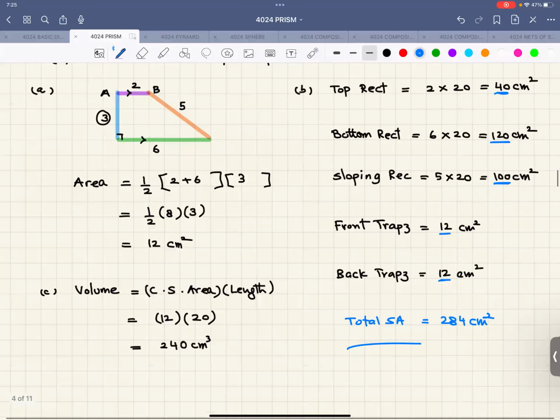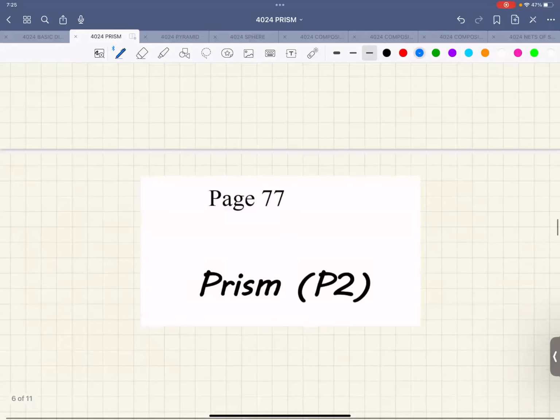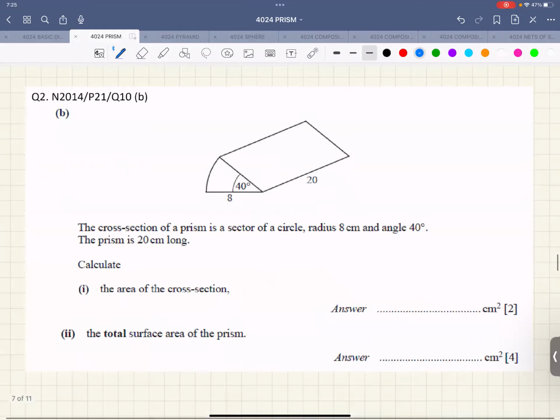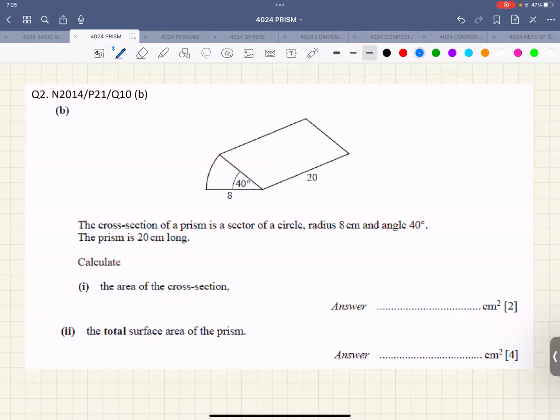Now let's move on. Something to do with paper 2. Now let's read this question.